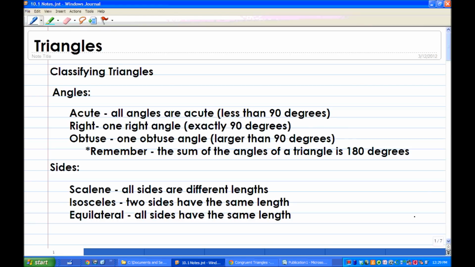Okay, this video is going to teach you about triangles. The first 2 pages of the notes should be a review for you. However, if you've forgotten any of it, then you should write it in your notes. If you remember all this, don't worry about it.